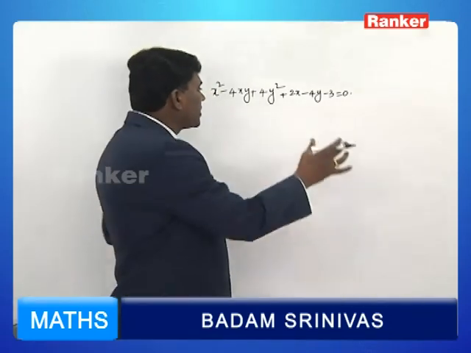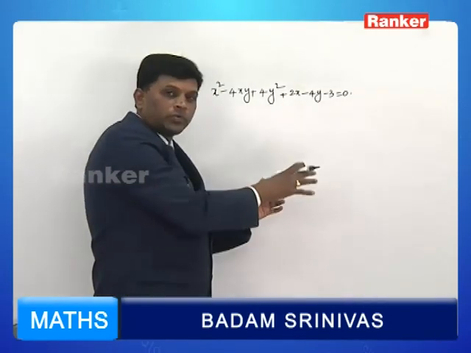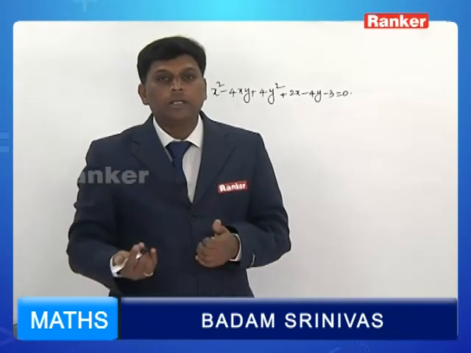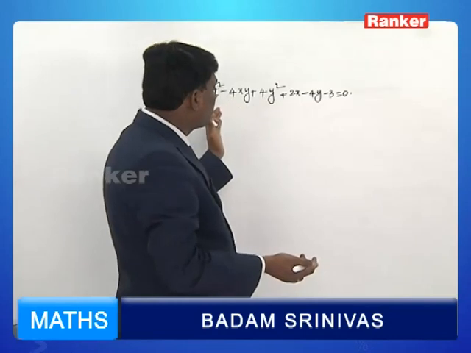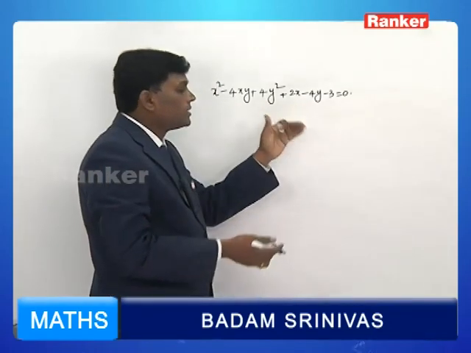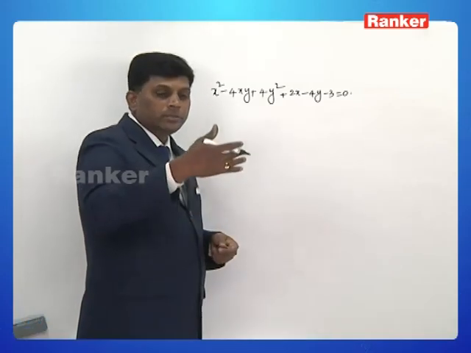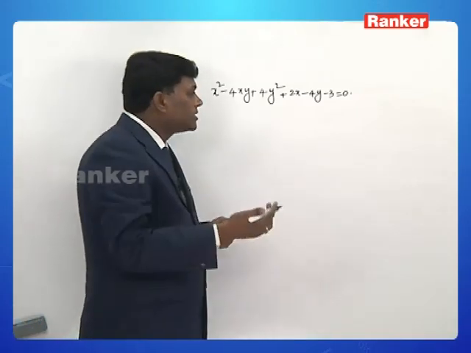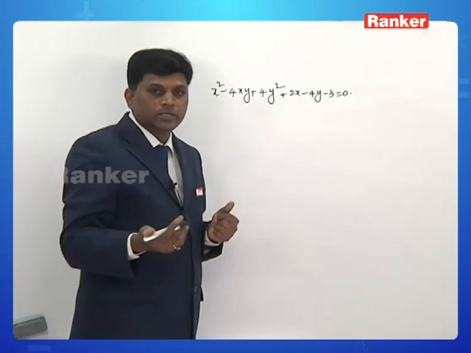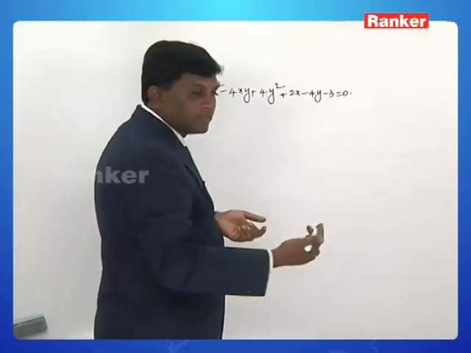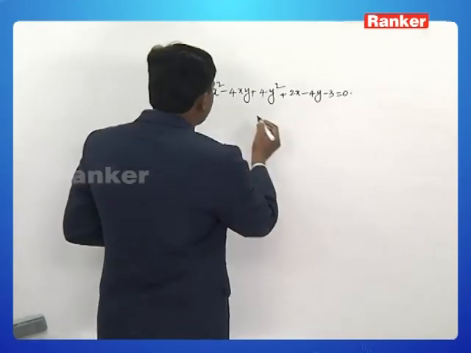Now, how to get its vertex, how to get its focus, how to get its latus rectum equation, etc. First we have to convert this into the distance form. For getting the distance form, we have to get the principal axis, tangent at vertex and latus rectum, etc. To get them comfortably, let us see the method involved in this.